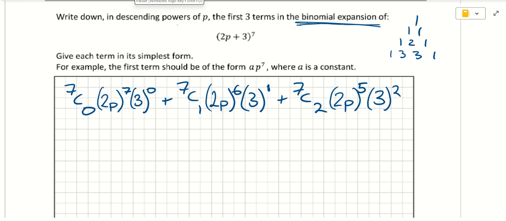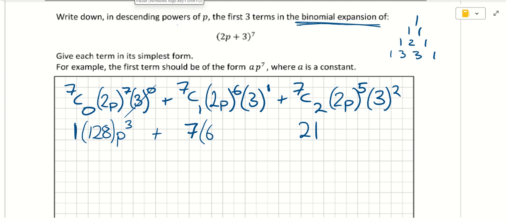So you can just put the choose thing in on the calculator. 7 choose 0 is 1, 7 choose 1 is 7, and 7 choose 2 is 21. Okay, 2p to the power of 7 then is, so 2 to the power of 7 is 128 p to the 7, and 3 to the power of 0 is just 1, so it doesn't matter.